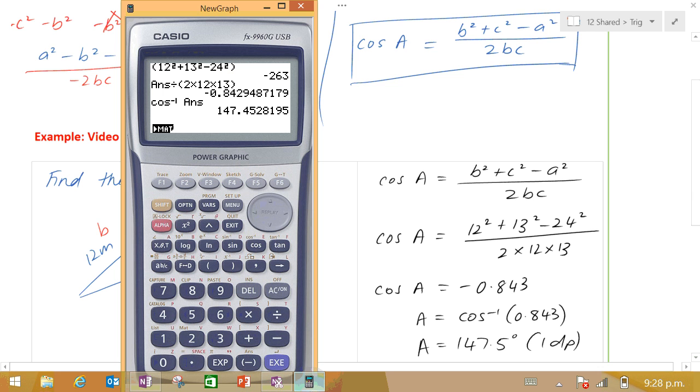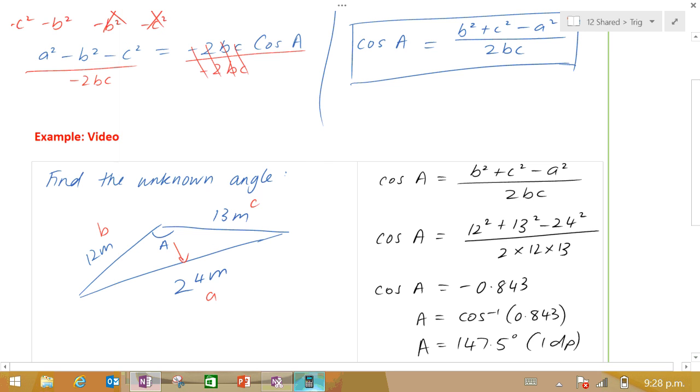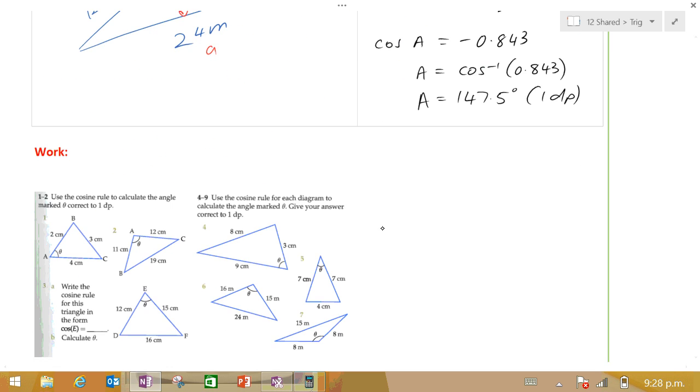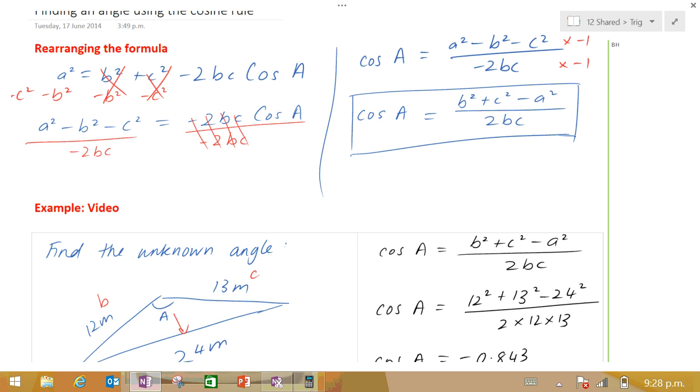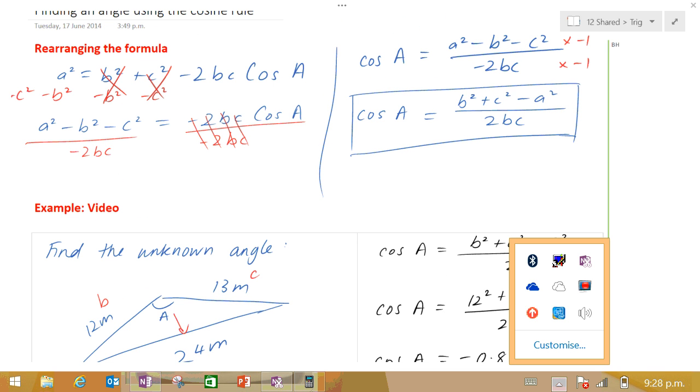Just remember with your calculator there that you use the answer key rather than writing it as a truncated decimal or a rounded decimal. That gives you much more accuracy. And then, as with the other ones below, I've got some work for you to do, and I'll put in some answers for you at some stage. And that's it for finding an angle using the cos rule.